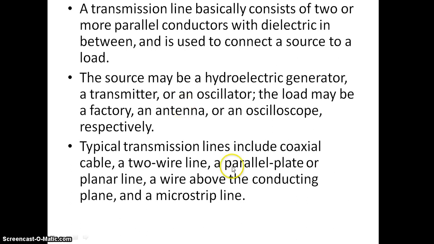The source may be a hydroelectric generator, in which case the load is a factory, or it may be a transmitter, in which case it connects to an antenna, or an oscillator, in which case it connects to an oscilloscope. Typical transmission lines include coaxial cable, two-wire line, parallel plate or planar line, a wire above conducting plane, and microstrip line.